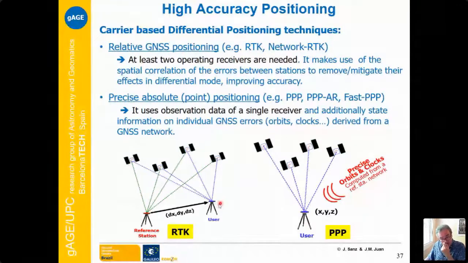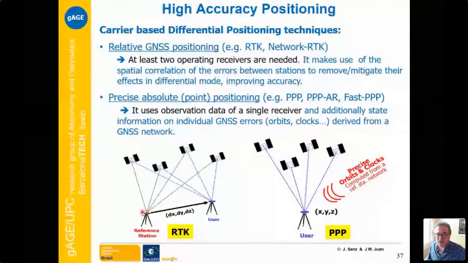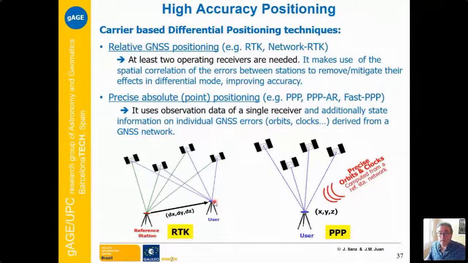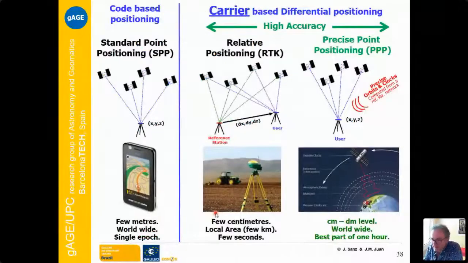Here in RTK, we compute the baseline vector, but if the reference station coordinates are known, using the reference station coordinates and the baseline vector, we can also compute the absolute coordinates of the user, of course. Okay, let's see this in more detail.